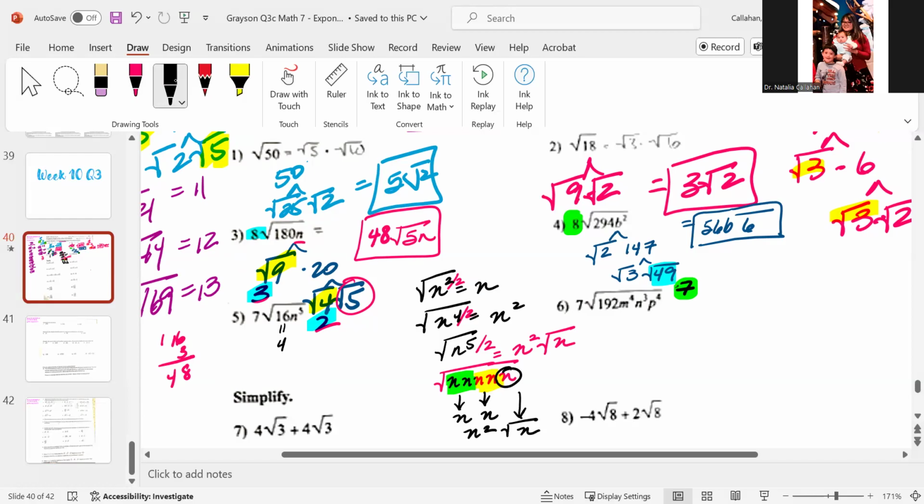There's not enough, so that stays inside. Do you see that? You need 2 of the letters. So this one here is going to be, that's 4, 7 times 4 is 28, right? N squared, but one of the n's stays inside. Okay, so give that a try. I'm going to give you a moment to catch up. Do some of the questions on your own.